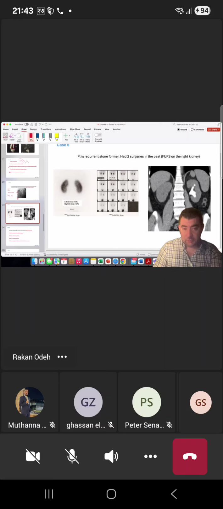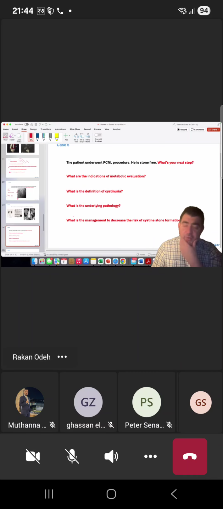On the left-hand side, there is a CT-KUB in the coronal phase, which is showing both kidneys, and obviously showing the left staghorn stone. The right kidney seems fine, no visible stones. I can't see the ureters, and I can't see the bladder. I'll need to see the rest of the scan. The patient underwent a PCNL procedure. He's stone-free. What's your next step?